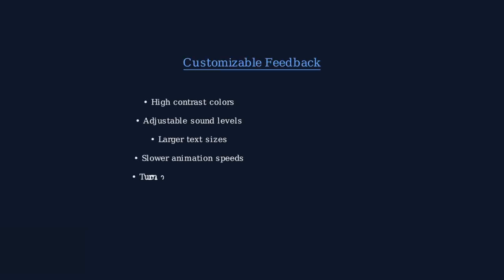Real accessibility systems look like this. Here we see how assistive technology connects different input and output methods to create a complete accessible experience. Customization is crucial for accessibility. Users need control over how feedback is delivered.